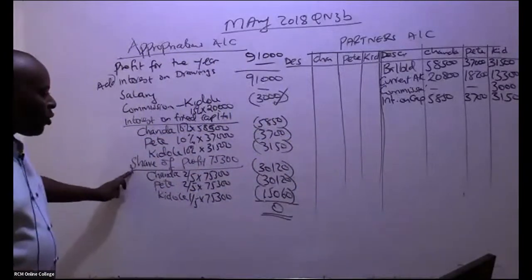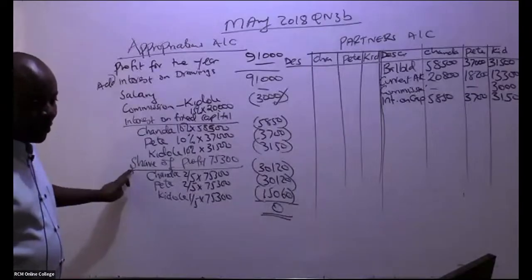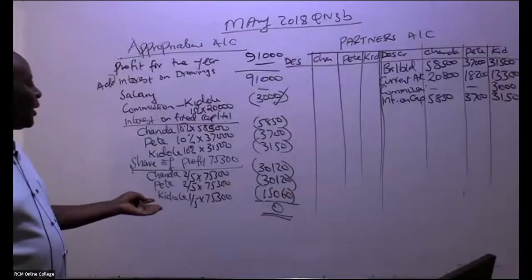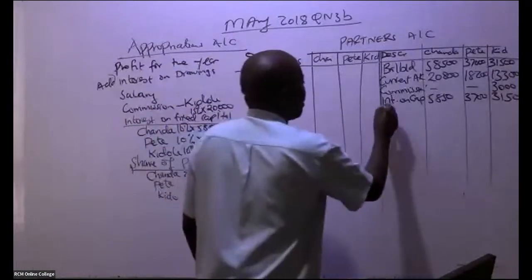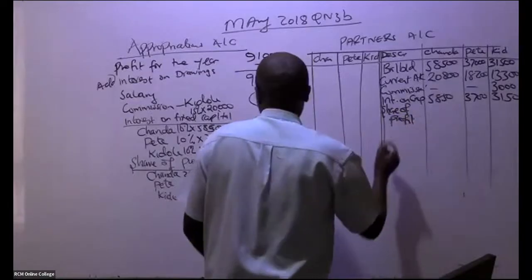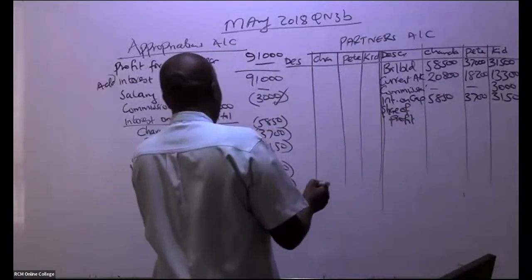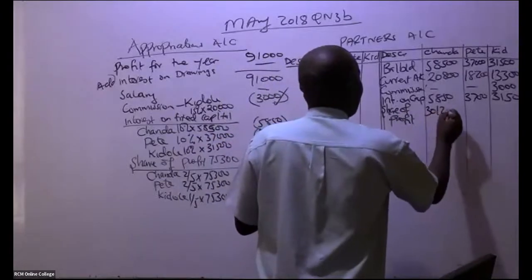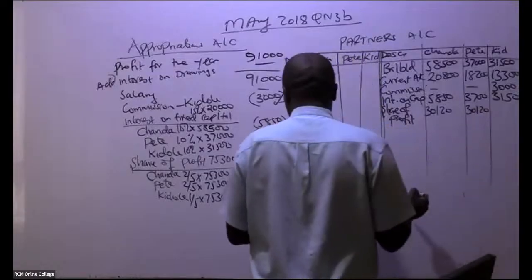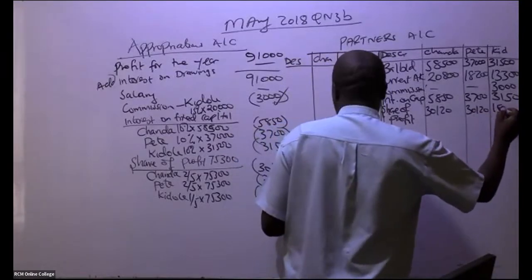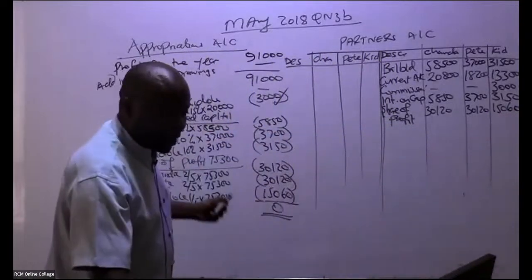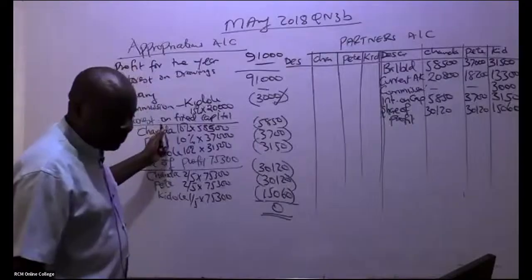Then we have here share of what here? We have share of profit. So this share of profit, you're bringing them the way they are. So share of profit, what do we have here? We have 3120, 3120, 3120, 3120. We have here 15,060. You stop it there. Come and rub. In my case, now I can rub.